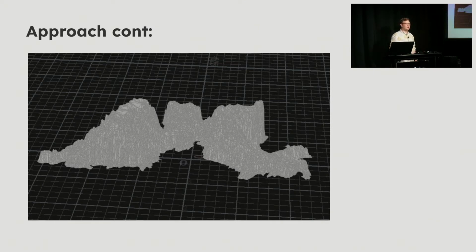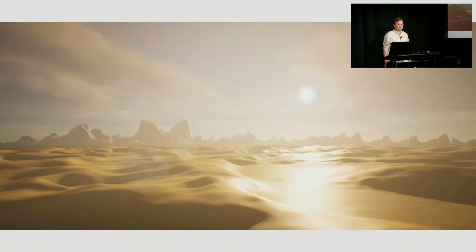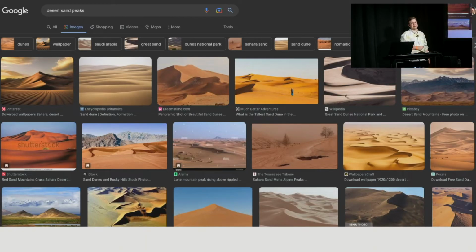But again, put it in engine. See, is this what you want? Get that done as fast as possible. That doesn't look like a desert to me. That doesn't sell the exact vision. It's just random shapes. So we go back to our reference and we say, what does desert sand peaks look like?